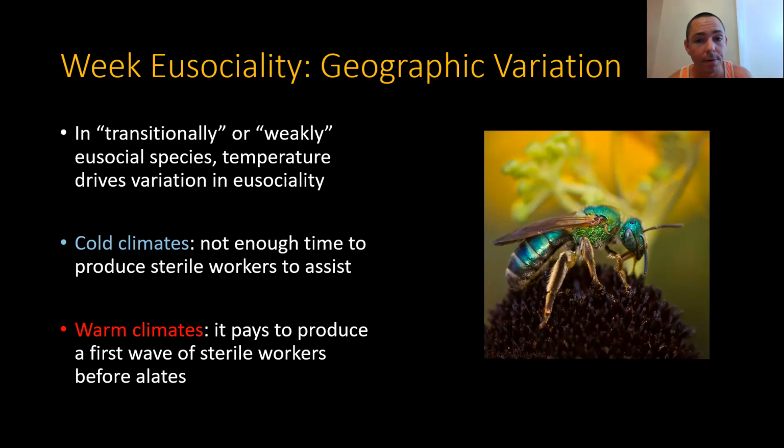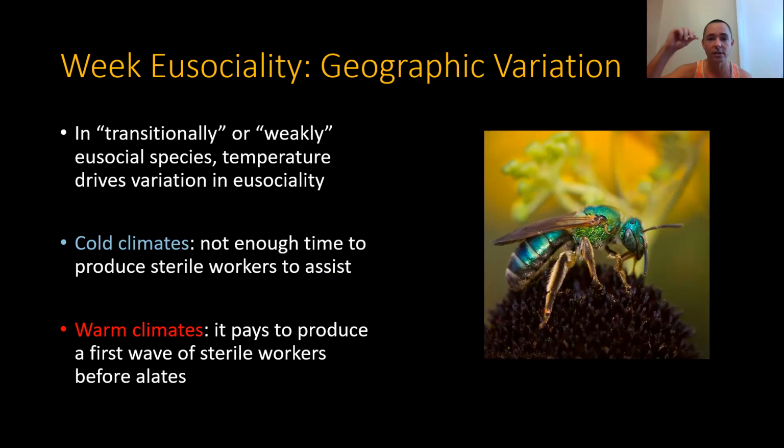They remain reproductively totipotent. But in warmer climates, the same species will exhibit weak levels of eusociality, more similar to bumblebees, where the founder produces offspring. The first set of offspring, which is usually just one generation of offspring, become sterile workers. None of them become queens. And then they help the mother produce the next generation, which will contain almost exclusively queens and drones.